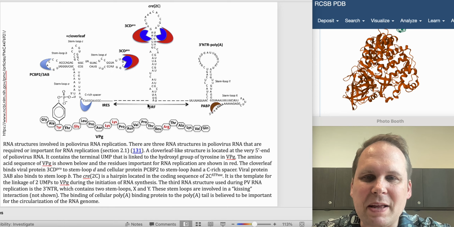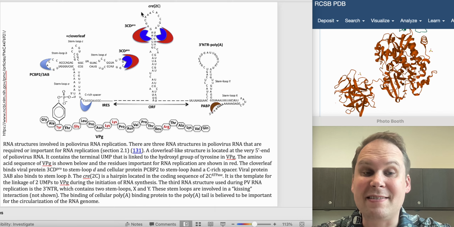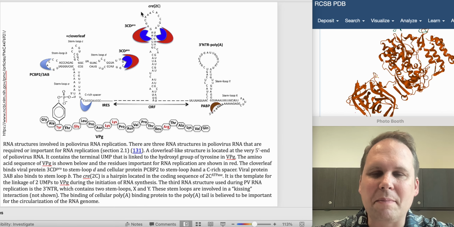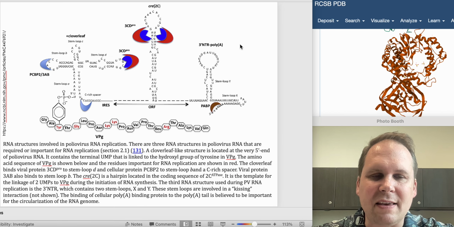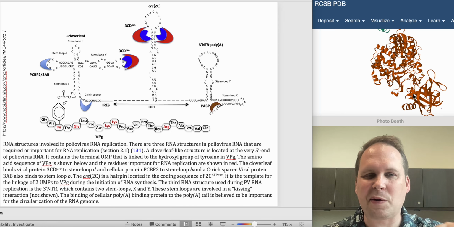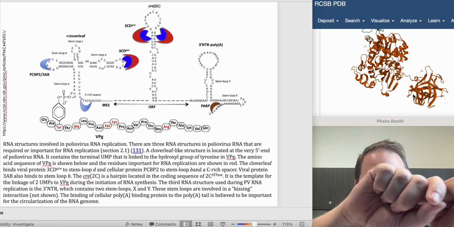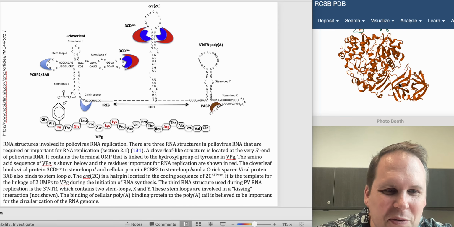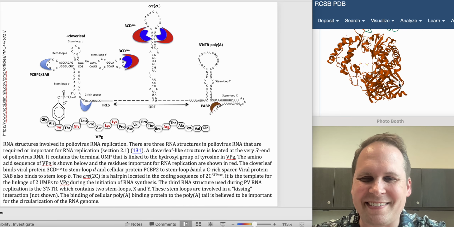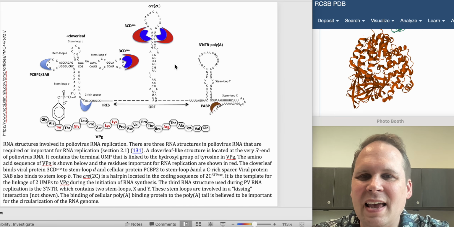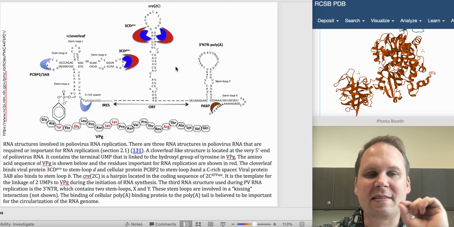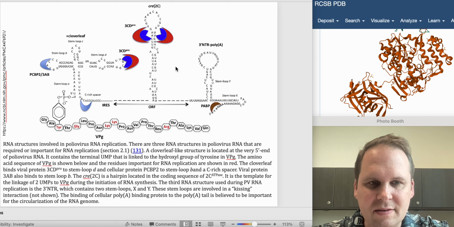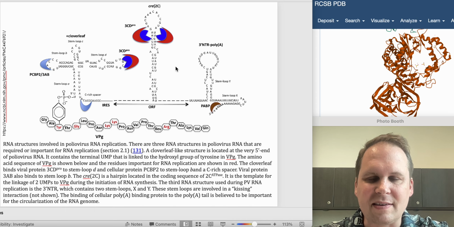The cis-acting replication element can fold up, and it's assisted in this folding by 3CD. So 3C and 3D can't quite scratch that itch, can't quite separate themselves. Look at that little string. You could just pull them apart. And this is going to be the site where we start primer synthesis.